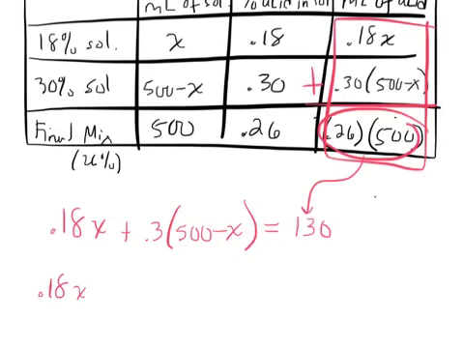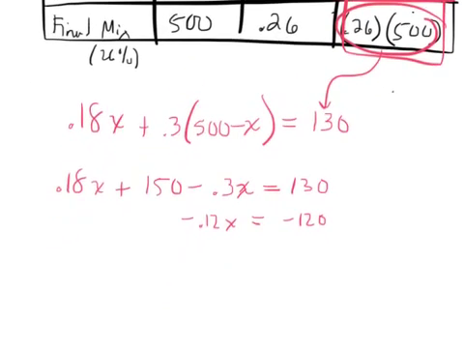We have 0.18x plus. Now 0.3 times 500 is going to give us 150 minus 0.3x. Okay, move the 150 over. 0.18 minus 0.3x is going to give us negative 0.12x. No? I thought so. Isn't it 1.5? 1.8 and 1.2 gives you 1.3, right? 0.18 minus this. Oh, it's 0.03. It's alright. And then divide by negative 0.12.